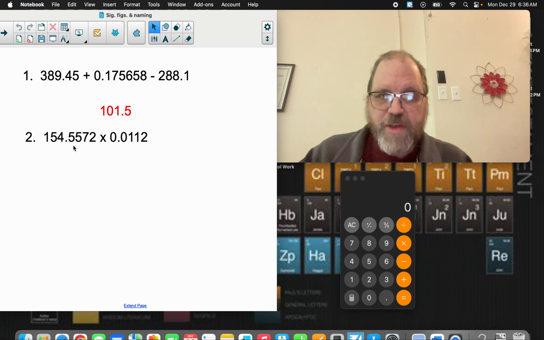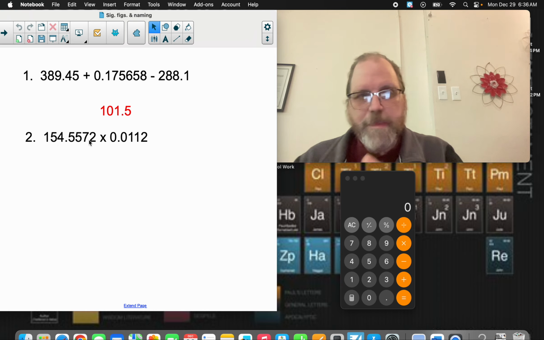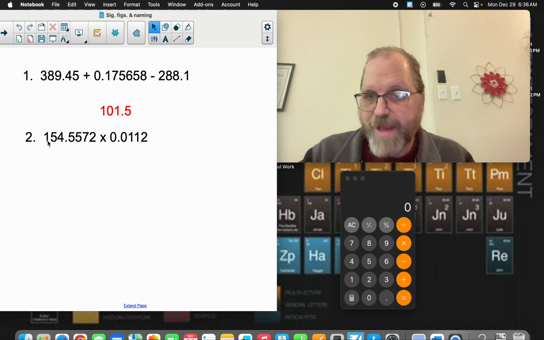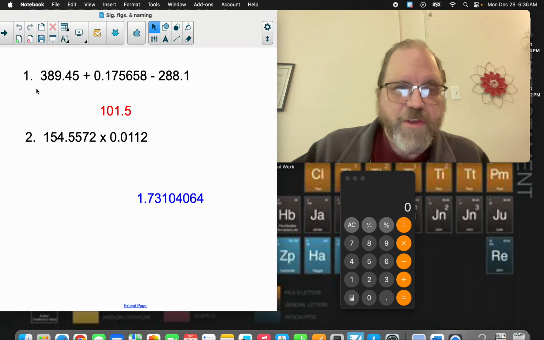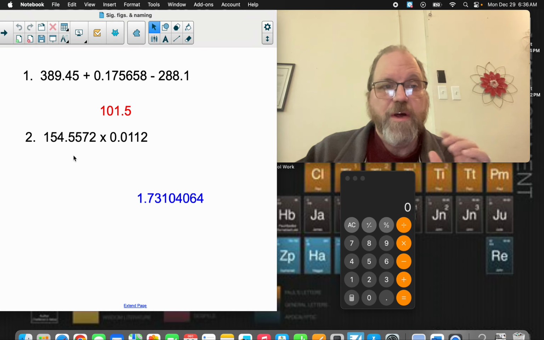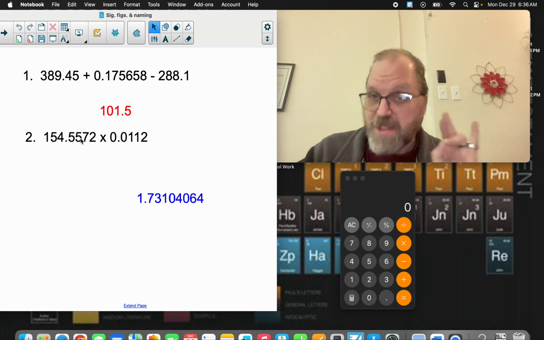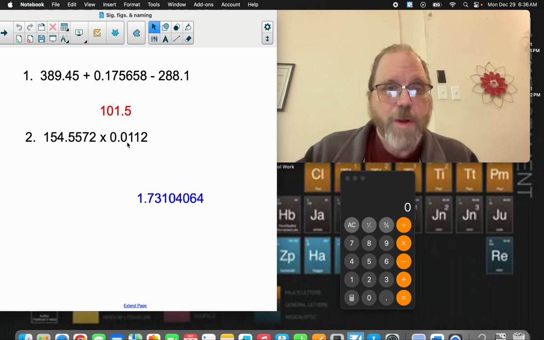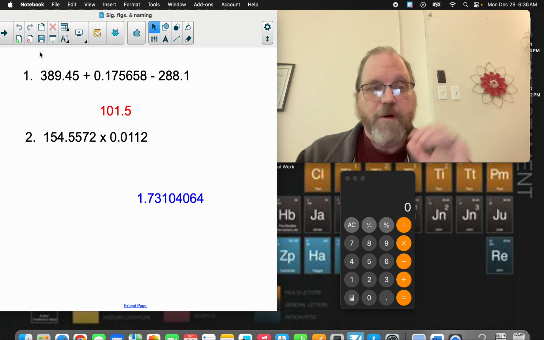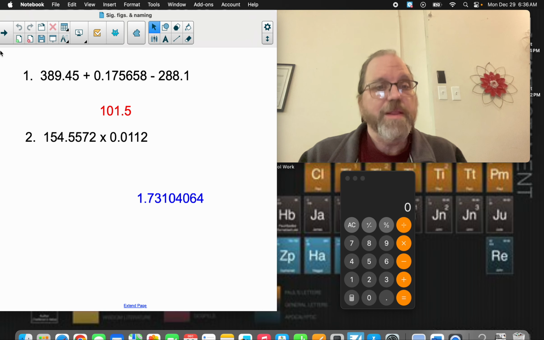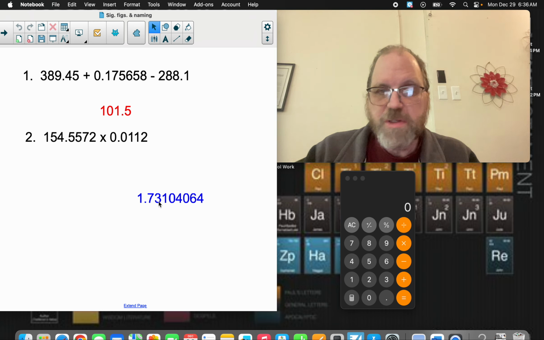Okay, for multiplication and division, the least number of sig figs in the problem is the most we have in the answer. Again, taking your calculator, multiply through, I get, now, in the first number, 154.5572, I have 7 sig figs. It's a lot. Great. In 0.0112, I only have 3 sig figs because that 0 is a placeholder. So of 7 and 3, the least number is 3, so the accuracy of my number would be 1.73. Look to the right. Is that 5 or greater? No, it's not. So my answer is 1.73.